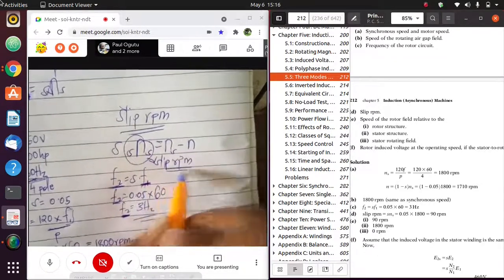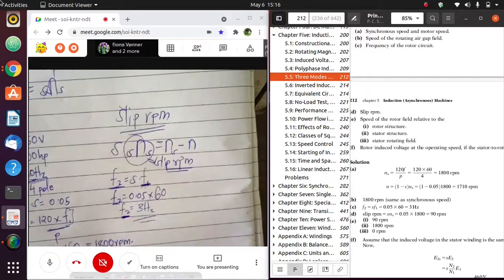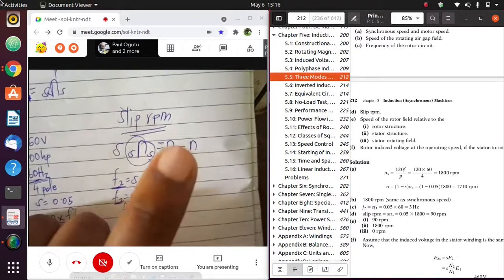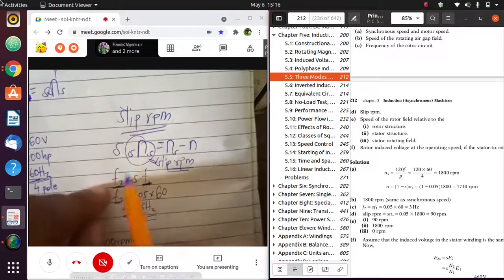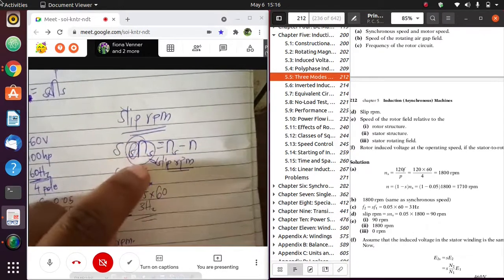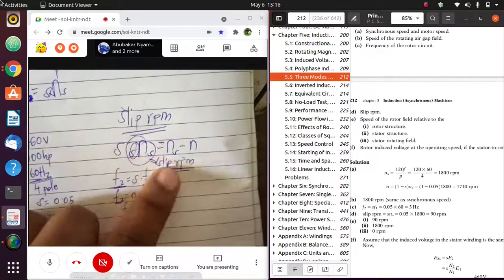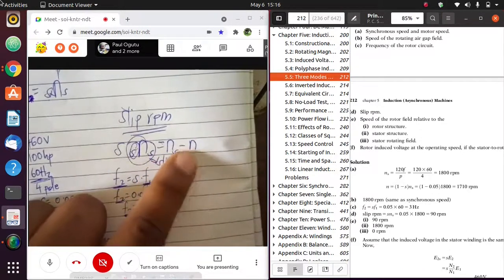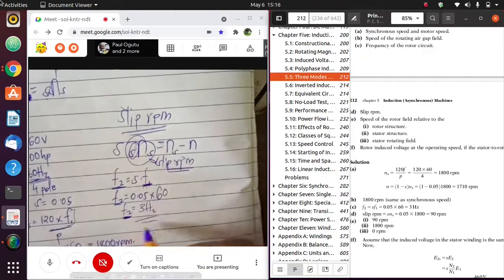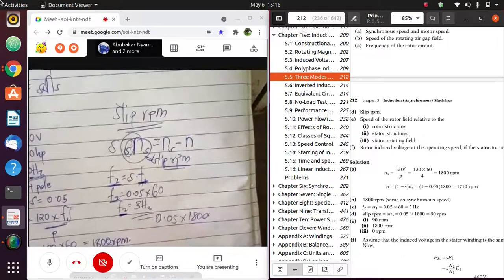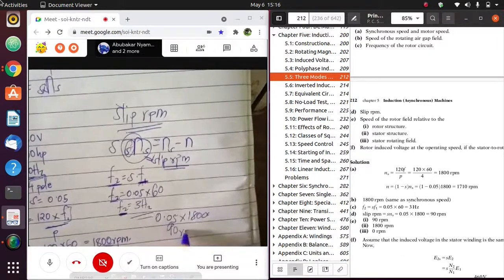This is known as the slip RPM, and this is the speed at which we get the frequency of the voltage and current induced in the rotor circuit when it is rotating, because we have to include the slip. So if you're told to calculate the slip RPM, it is the slip multiplied by the synchronous speed, or you can take the synchronous speed minus the rotor speed. So slip RPM in this case is 0.05 multiplied by the synchronous speed, 1800 RPM, to give us that the slip RPM is 90 RPM.